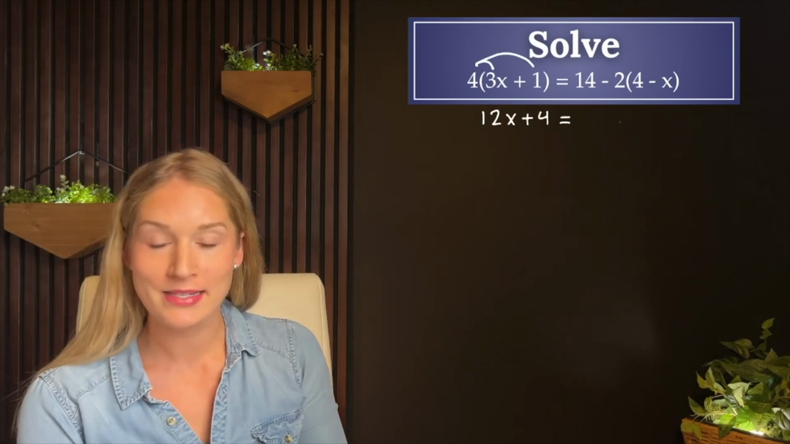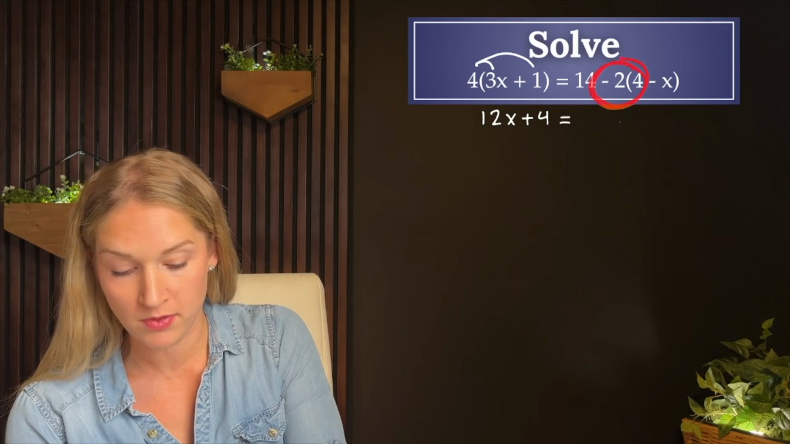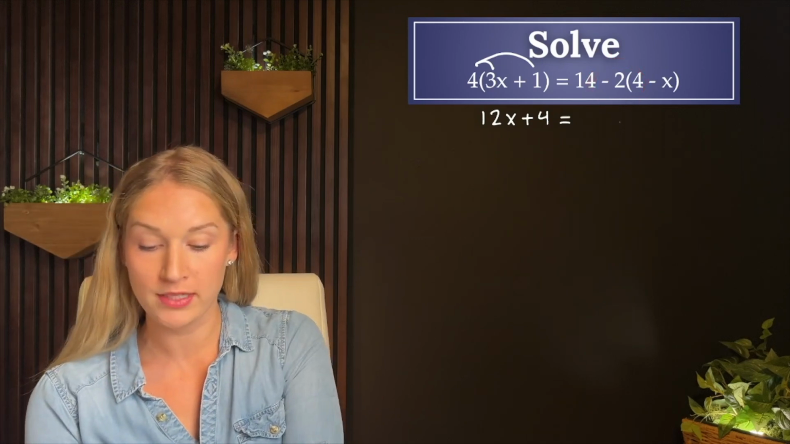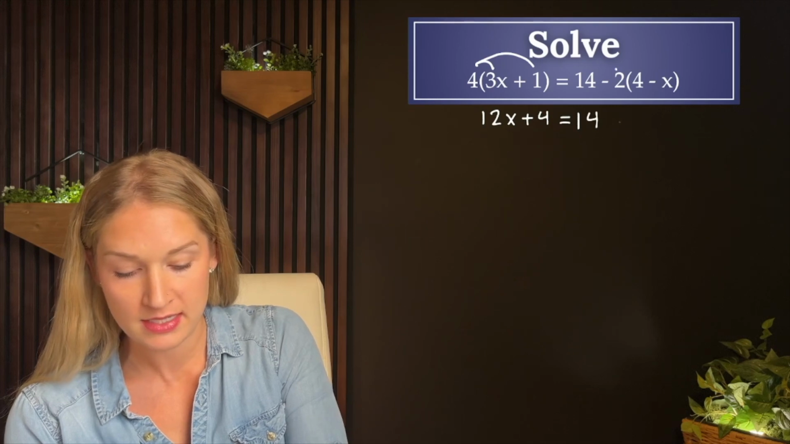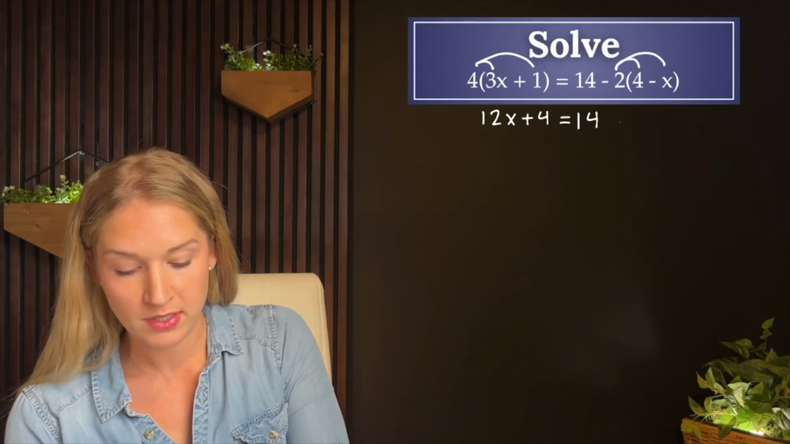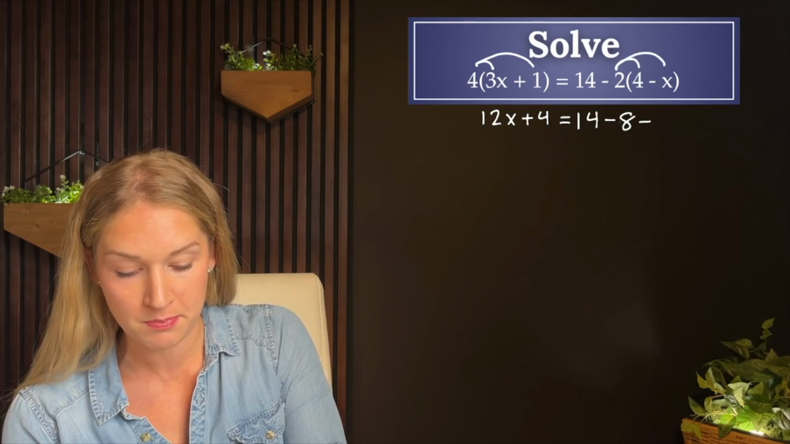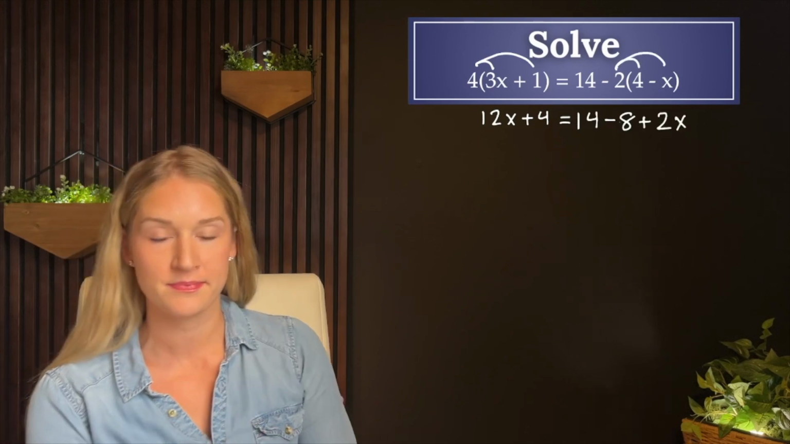Now on the right, I see a negative 2 in front of the parentheses. So I'm going to take that whole negative 2 and distribute that as well. So the 14 stays, but this negative 2 gets distributed, and I have a negative 8 and a plus 2x.